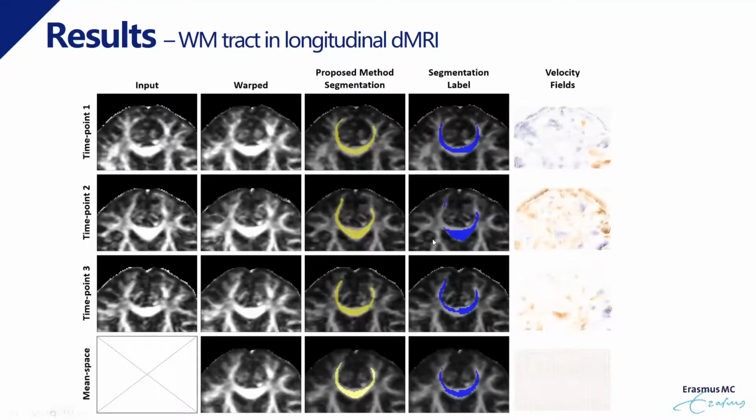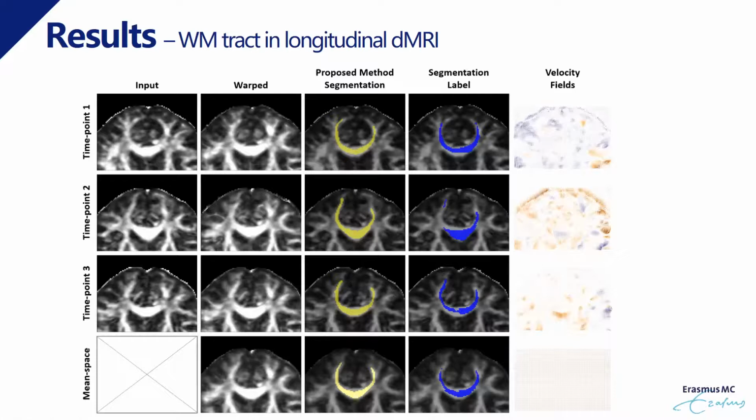Now let's turn our attention to the segmentation performance. The yellow structure in the third column shows a segmented forceps minor tract in image native space and in the mean space. The segmentation appeared correct at all time points and visually outperformed the segmentation labels shown in blue. This improvement can be attributed to the use of image information from all time points.